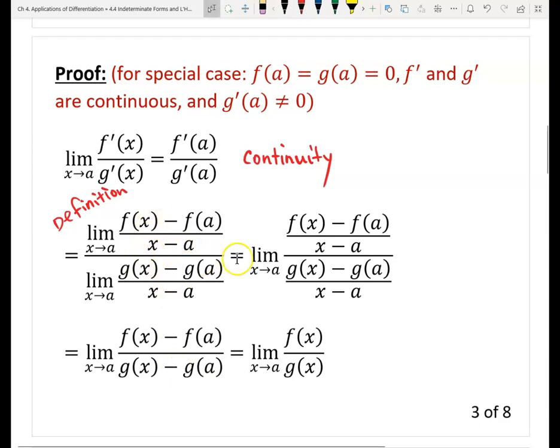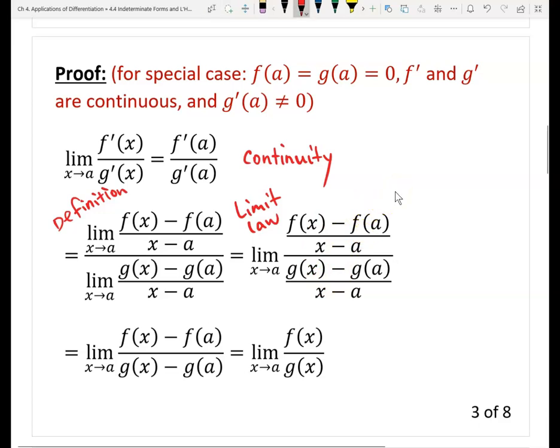Now it is the limit law. The limit of a function over the limit of another function equals the limit of the quotient. This is the quotient law, right? Or we simply say it's just the limit law. Quotient law. And if we go to here, we can simplify. How? This is easy to simplify.